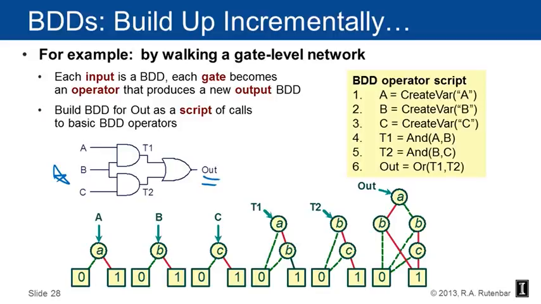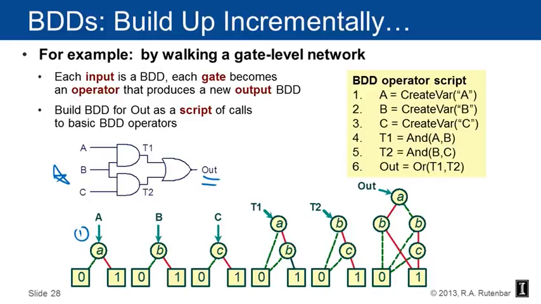So I've got the basic BDD operator script shown here on the right. It's very high level, a pseudocode kind of thing. Step one says A equals create variable A, and that's shorthand for this step over here that says, okay, I'm going to create a variable A, and it is a Boolean function, and it's pointing to the zero of this variable node here.